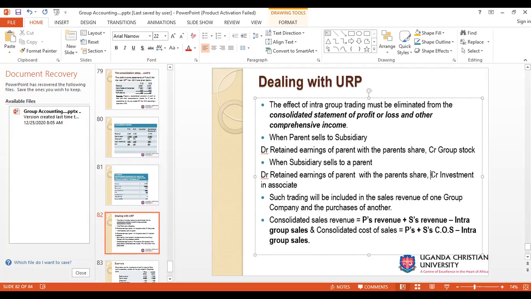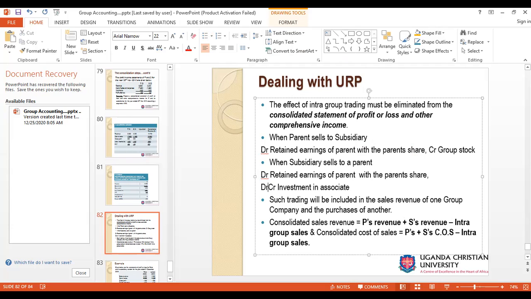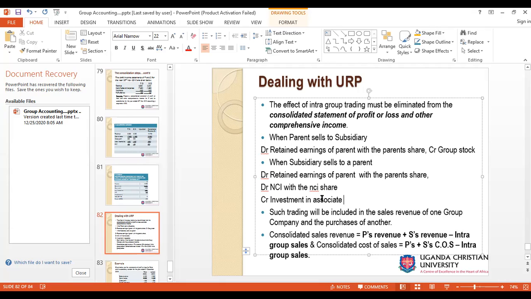then debit NCI with the NCI share, then credit group stock. We are aware of those entries. Those are the entries that we must take.